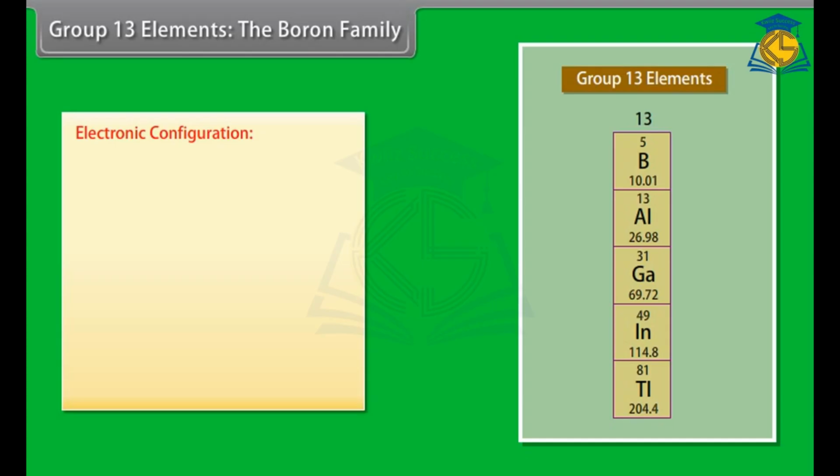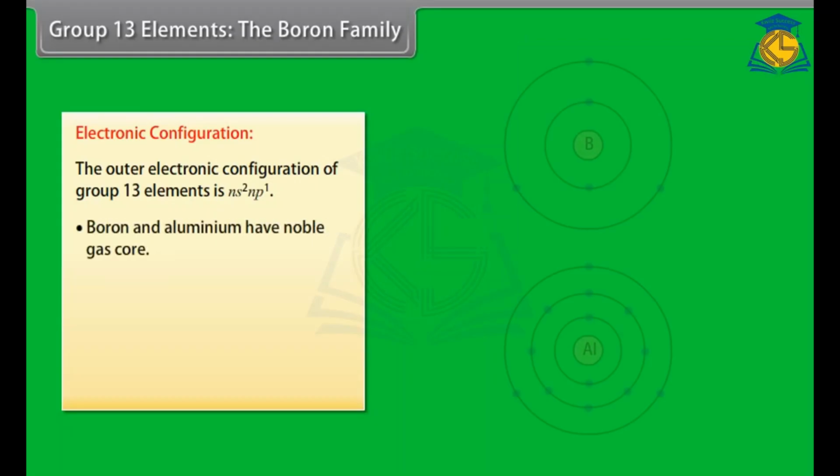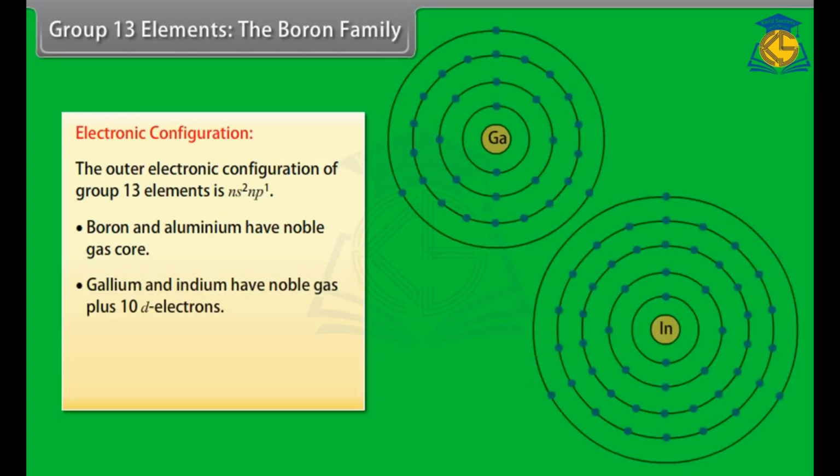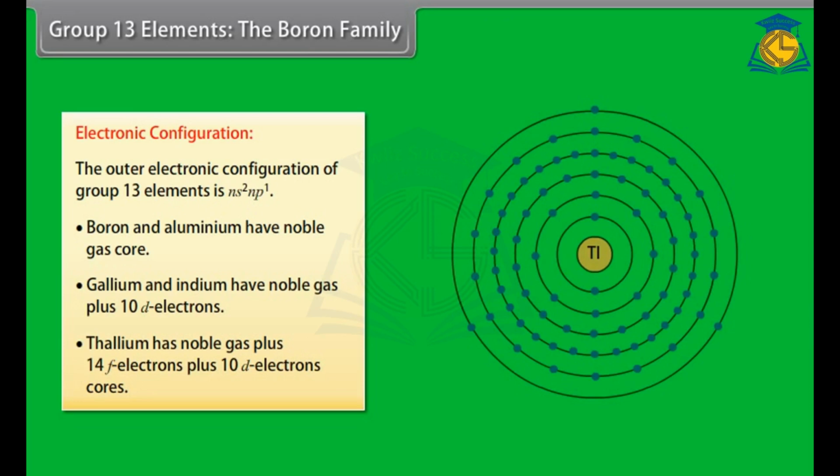Electronic configuration. The outer electronic configuration of group 13 elements is ns2np1. Boron and aluminium have a noble gas core. Gallium and indium have noble gas plus 10 d electrons. Thallium has noble gas plus 14 f electrons plus 10 d electrons cores.